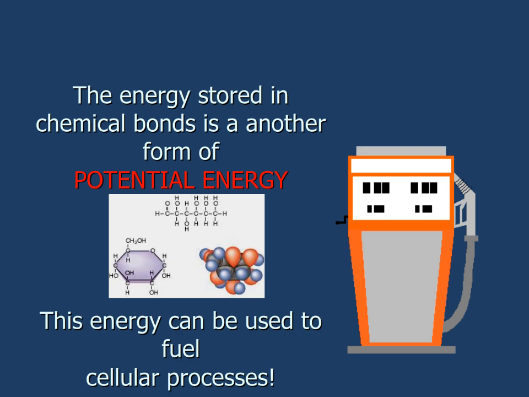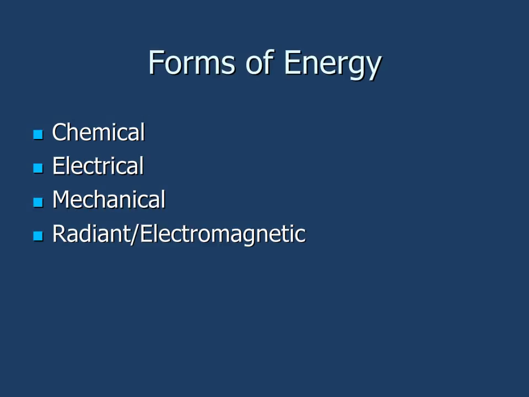Another example of potential energy would be the energy stored in the bonds of the gasoline molecules that we put into our car. When we put that gasoline in the car, we add a little bit of heat or a spark, and our car can convert that potential energy in the gasoline into kinetic energy, which can be used to move the car forward. Now there are other forms of potential and kinetic energy in addition to just chemical energy. We said chemical energy was the energy stored in chemical bonds, and some chemicals like gasoline have a tremendous amount of energy stored in them.